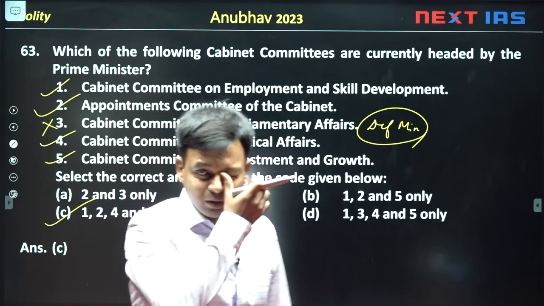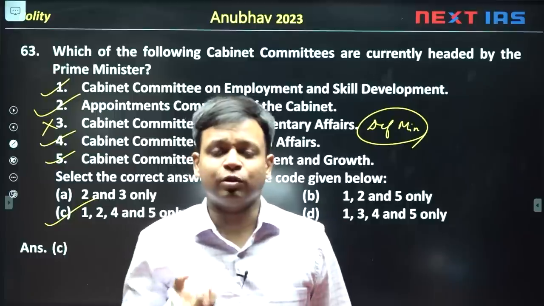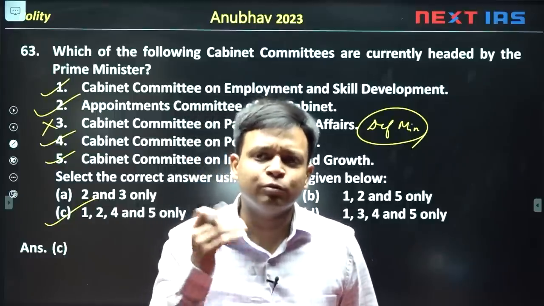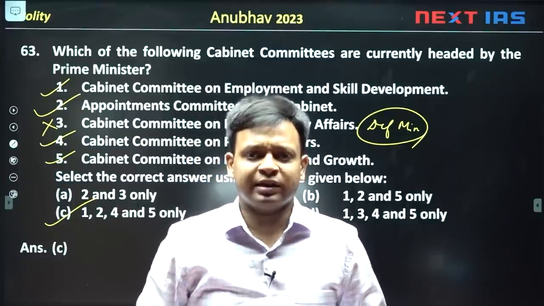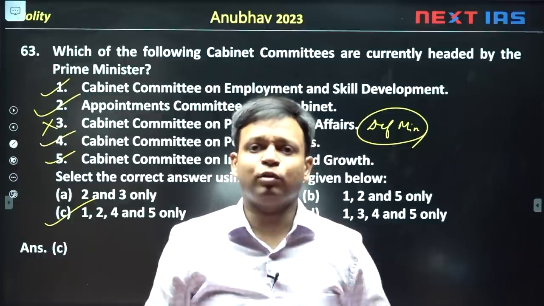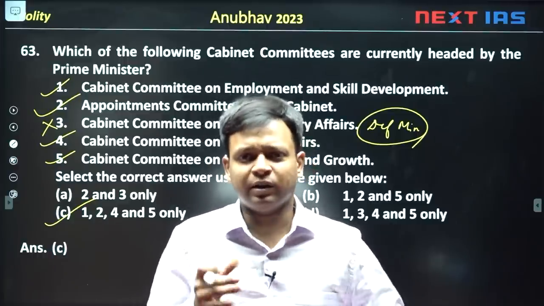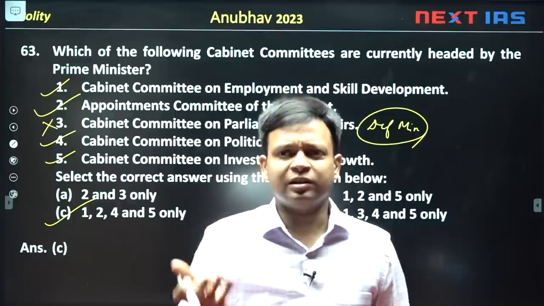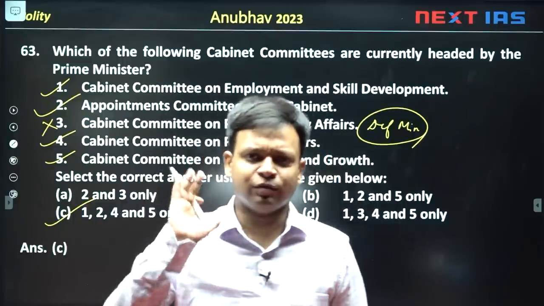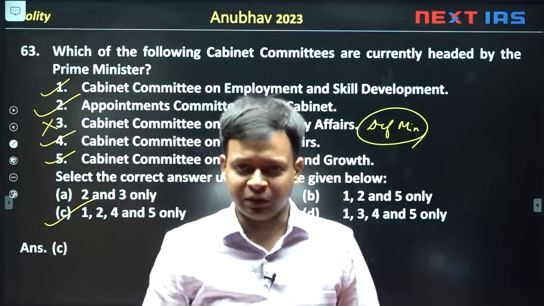Sometimes, they can also ask you about the composition of a cabinet committee which has been in the news very frequently. Suppose the cabinet committee on economic affairs or the cabinet committee on security is in the news a lot, then you should remember at least once what the important members in it are. Generally, it has 4 or 5 ministers. So, you should have some idea about what ministers are involved there.